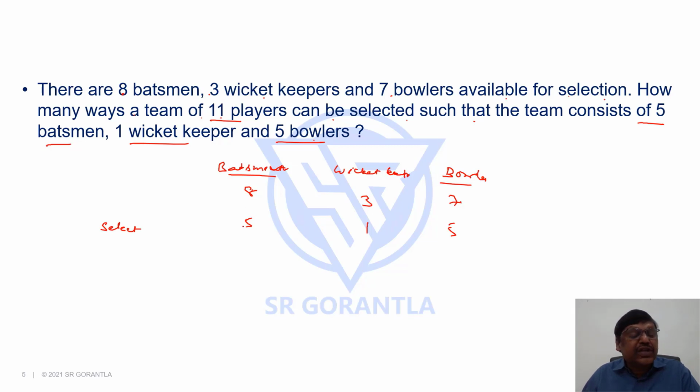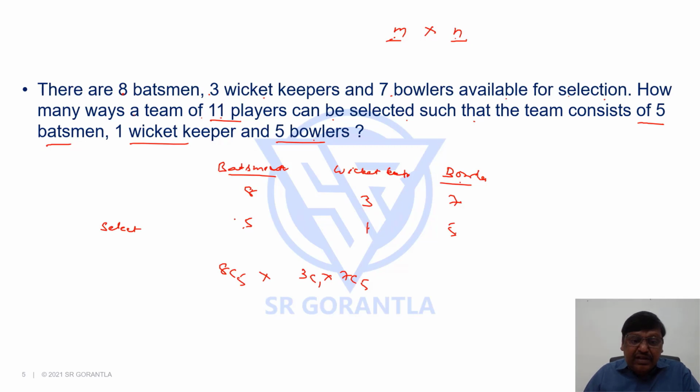Out of 8 batsmen, you have to select 5 batsmen, means the number of selections is 8C5. Out of 3 wicket keepers, 1 should be selected, means 3C1. And out of 7 bowlers, we need to select 5 bowlers, 7C5. If you multiply 8C5 into 3C1 into 7C5, that is the total number of options. Because if you recollect the first class, if one job can be done in m ways, another job can be done in n ways, how many ways both can be done means m into n ways. The fundamental principle or the multiplication principle.